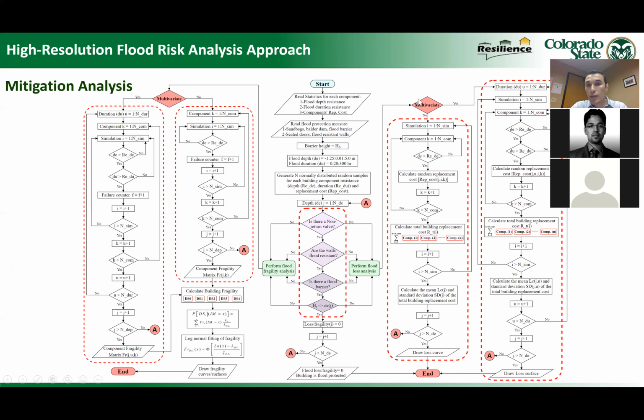Similarly is the flood loss analysis. So it takes us to multivariate, which accounts for the duration, and single variable that goes directly to Monte Carlo simulation with the flood depths, and finally get the component loss and sum all the components from 1, 2 up to n, and finally calculate the total loss of the building.